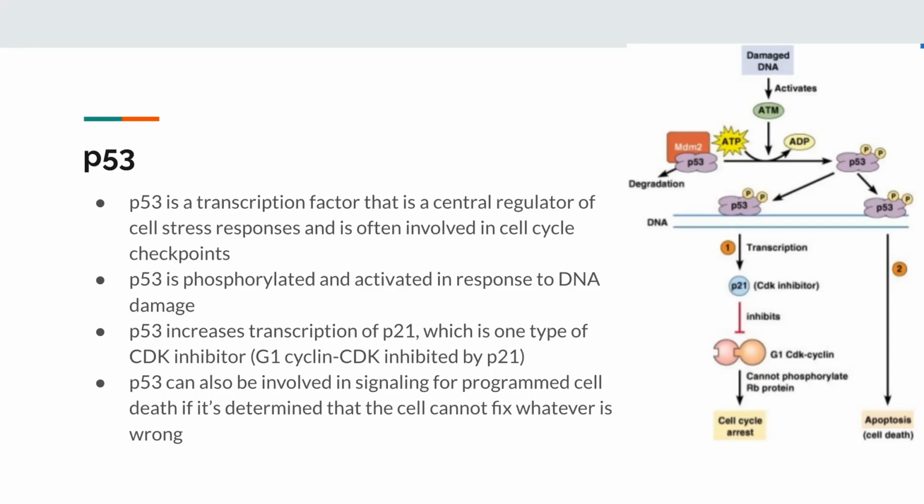P53 is also involved in signaling for apoptosis. So if it is carrying out the transcription of P21, and that damaged DNA is not getting fixed, despite the fact that we have stopped in the cell cycle and we aren't going forward, eventually P53 will pull the trigger and be like, okay, this has gone on for long enough. Obviously, whatever problem we're having is not going to get fixed. So apoptosis happens. It signals for apoptosis and the cell dies.